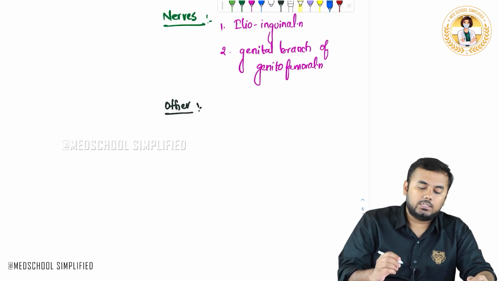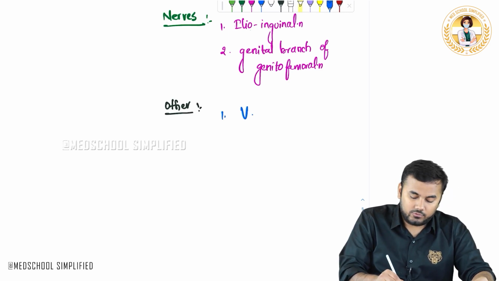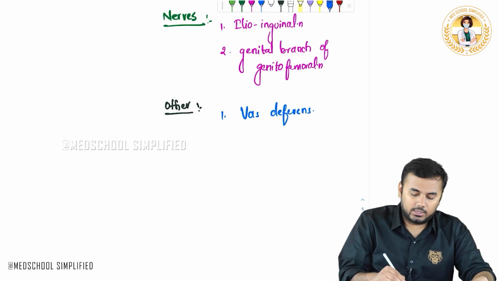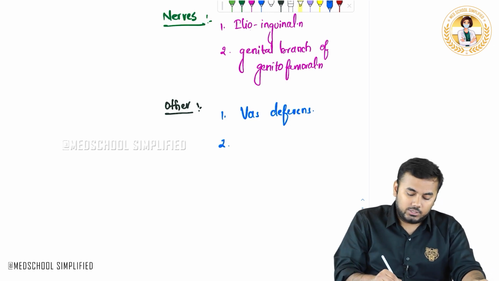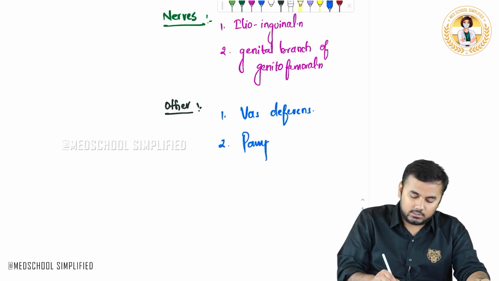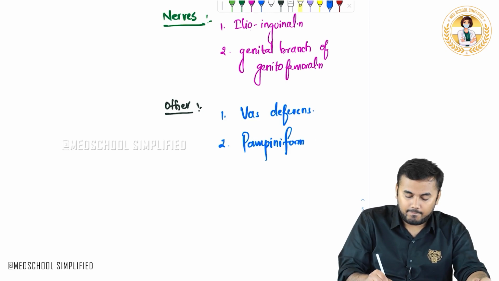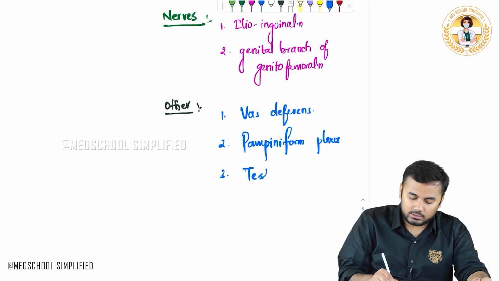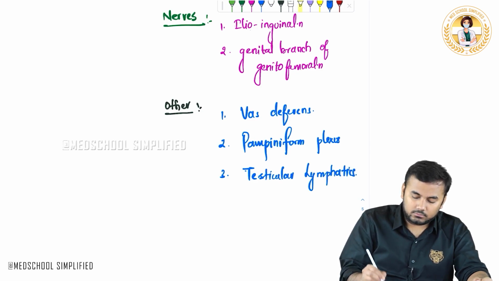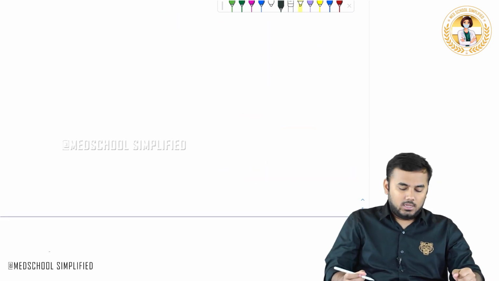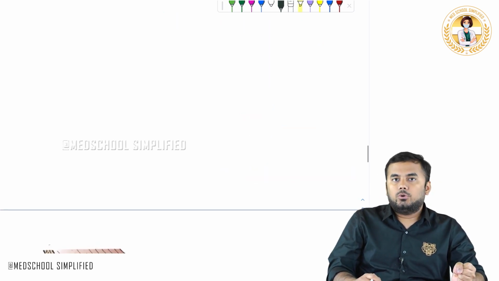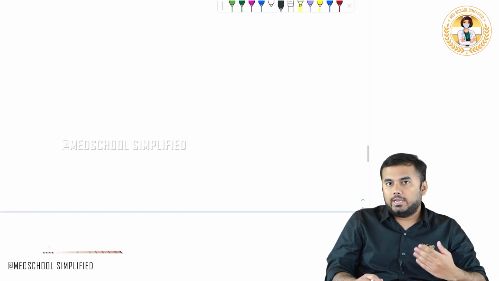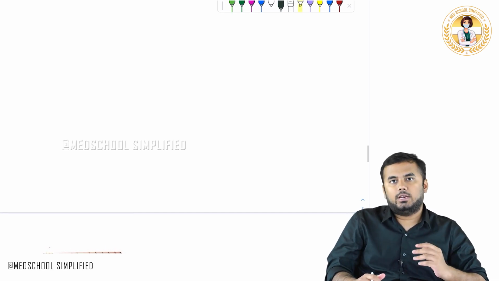Okay, next, what are the other structures located other than this? FANO, O stands for the other structures. The first important structure is vas deferens. These are the things which you just have to remember, guys. Vas deferens, and next you have pampiniform plexus, and third you have testicular lymphatics. So guys, as I already told you, now we shall look at each and every layer one by one, how they are related with the rings.